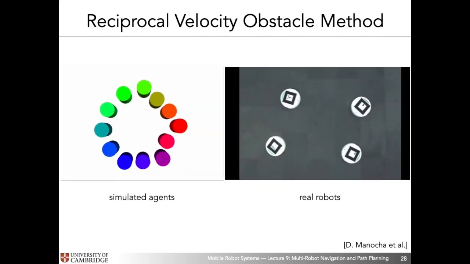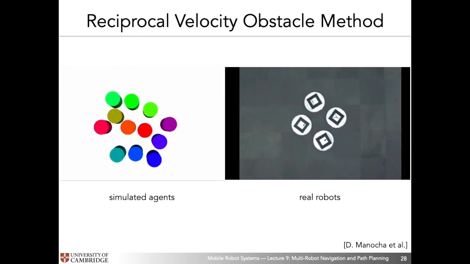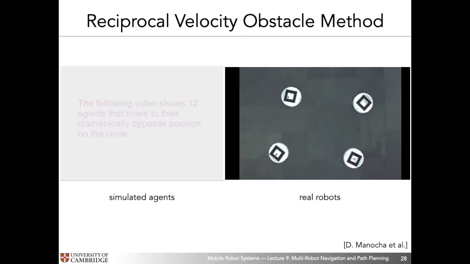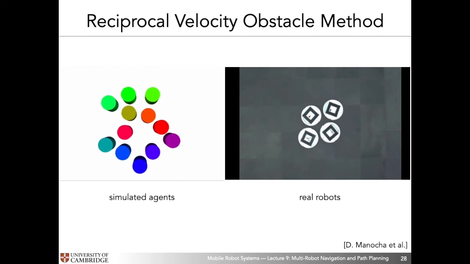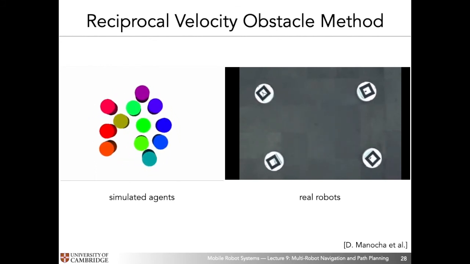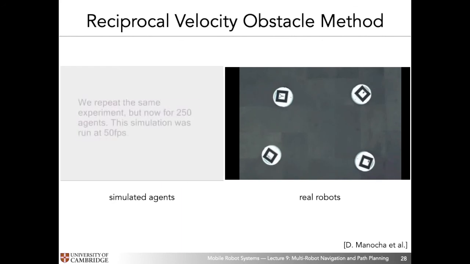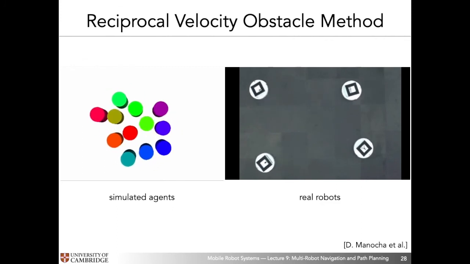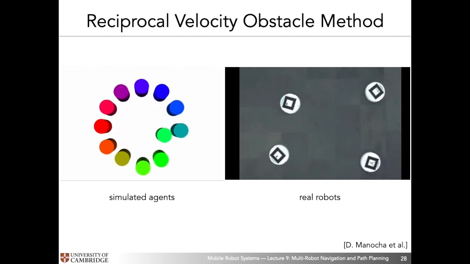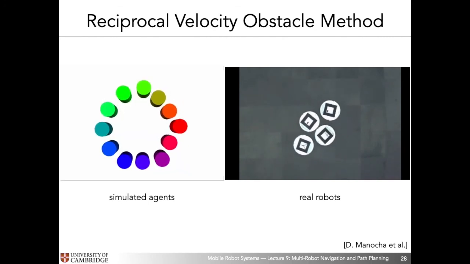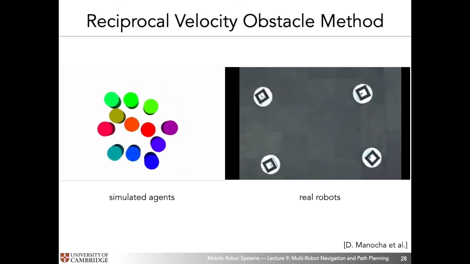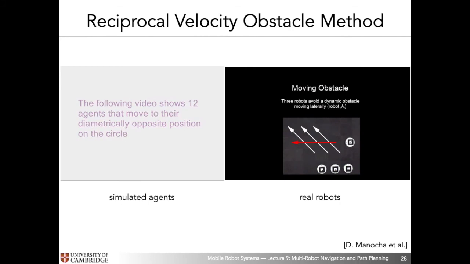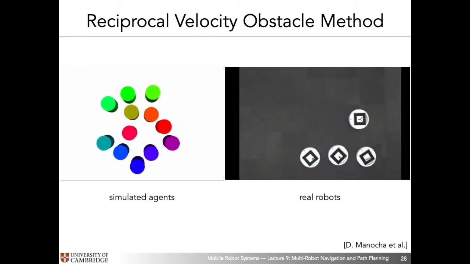So now let's have a look at a couple of movies that illustrate the method. On the left-hand side, you see a simulation of agents that swap positions in a circle. And on the right-hand side, you see a similar scenario where robots swap positions. This scenario was filmed with real robots. And so you'll see that we can effectively use the RVO method to generate efficient trajectories, in the sense that they make very small detours that are guaranteed to be collision-free if we know that the robots can communicate their velocities to each other and compute their reciprocal velocity obstacles as a function of that information.